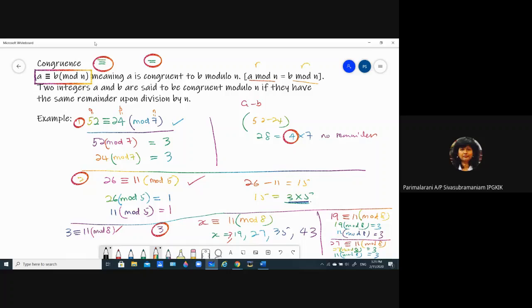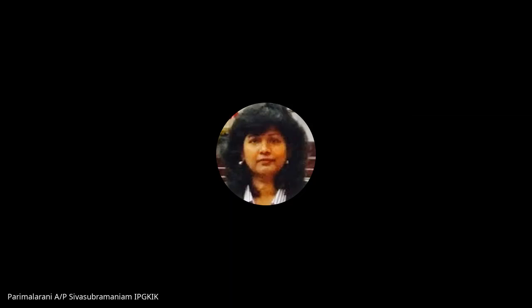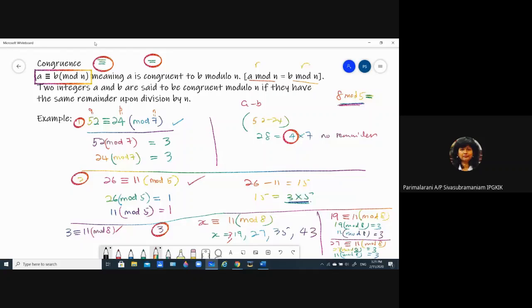So when you see congruence like this, it means 26 divided by 5 has the same remainder as 11 divided by 5. That means the remainder on both sides should be the same. That is what you mean by congruence. When you write like this, 8 mod 5 equals, they are asking you what is the remainder. When you divide 8 by 5, it is 3.